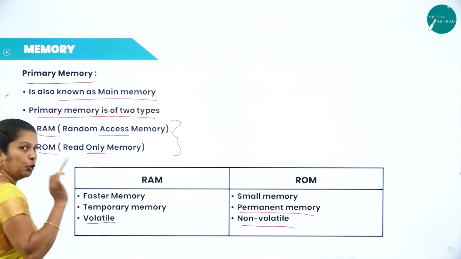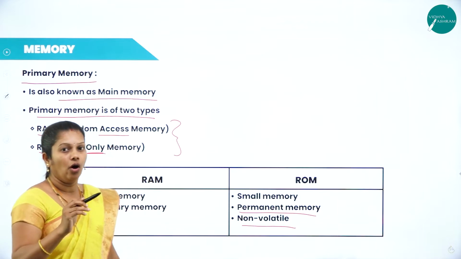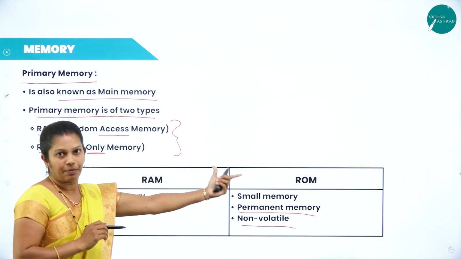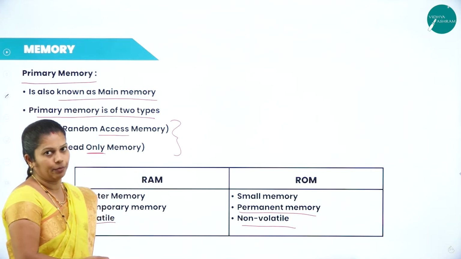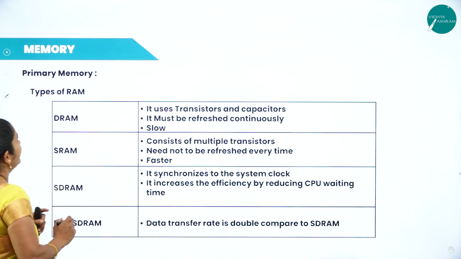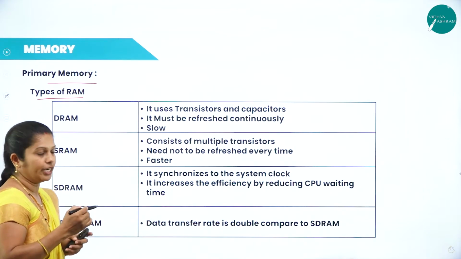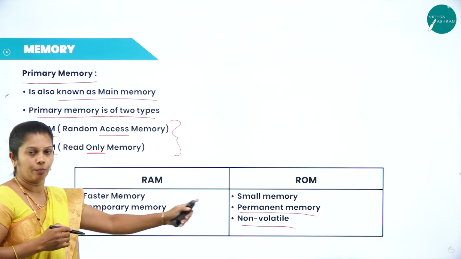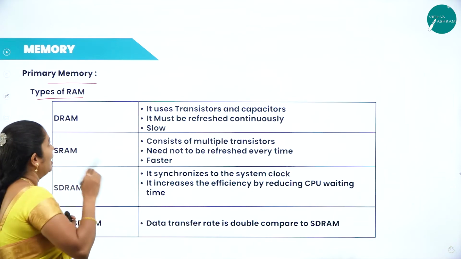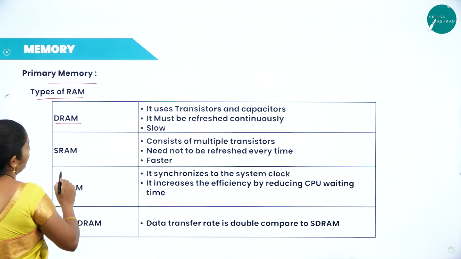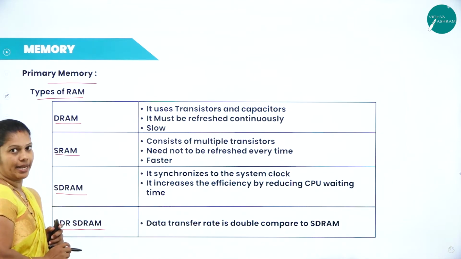In the exam, you may get the question: write the difference between RAM and ROM, or expand RAM, expand ROM, or what do you mean by volatile memory, or non-volatile memory. Now is it clear? Next, we'll discuss the types of RAM. Primary memory, as I already told you, has two types, RAM and ROM. Now we are discussing the types of RAM. Under that, we have DRAM, SRAM, SDRAM, and DDR SDRAM.